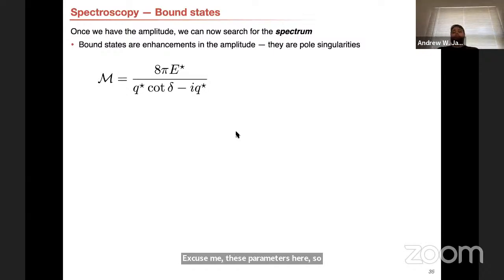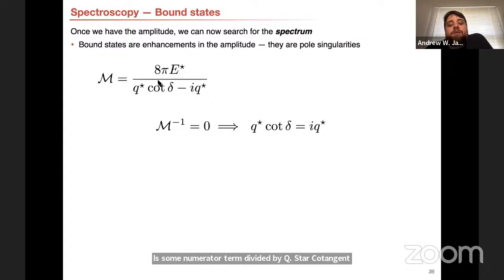So as an example, let's go through a different version of the phase shift representation, which you can again show just by relating to the K matrix. M is some numerator term divided by Q star cotangent delta minus I Q star. So when M inverse goes to zero, you're going to have that this denominator is equal to zero. Therefore, Q star cotangent delta is equal to I Q star. So here's just an example of how you apply this logic, algebraically at least.